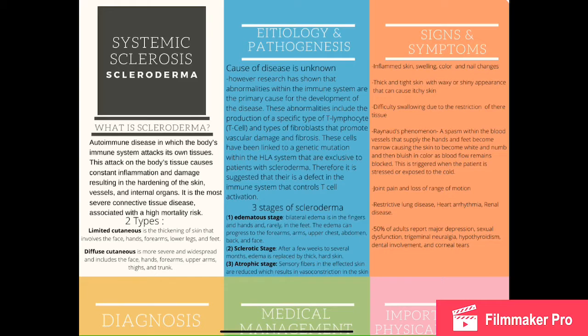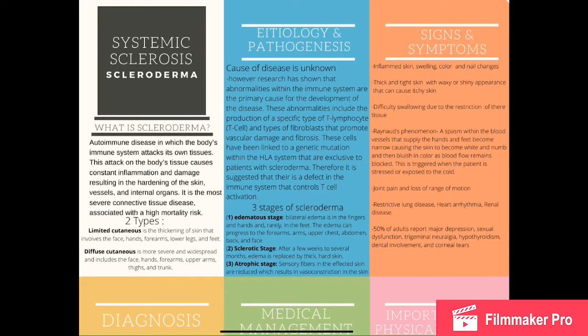And there are two types. There's limited cutaneous. It is a thickening of the skin that involves the face, hands, forearms, lower legs, and feet. So you can think of the lower ends of your extremities. And there's also diffuse cutaneous, which is a more severe and widespread disease, where it includes the face, hands, forearms, upper arms, thighs, and trunk. It is important to differentiate the two of these because diffuse normally is one that can affect your organs.